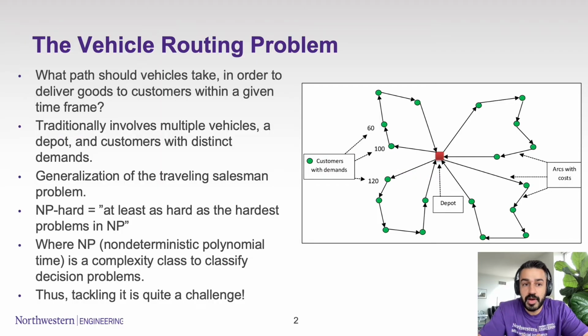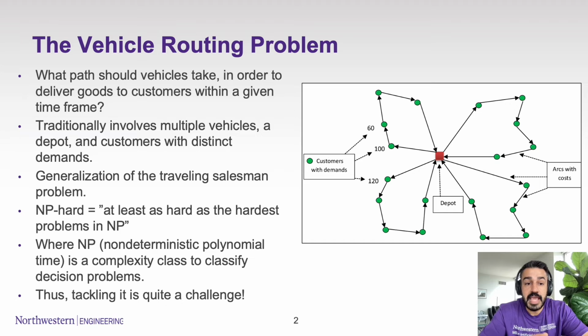So the vehicle routing problem. The essential question in this problem is, what is the path a set of vehicles should take in order to deliver goods to customers within a given time frame? Traditionally, this involves multiple vehicles, a depot where the storage and the goods are kept, and customers that have distinct demands. They have different amounts of goods they need and different time windows in which they need them. It's a really challenging problem.